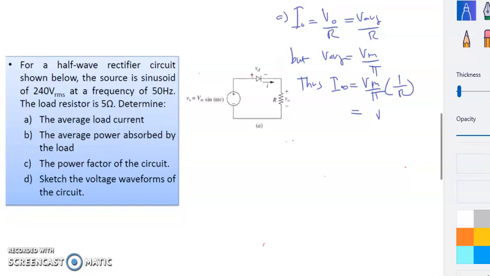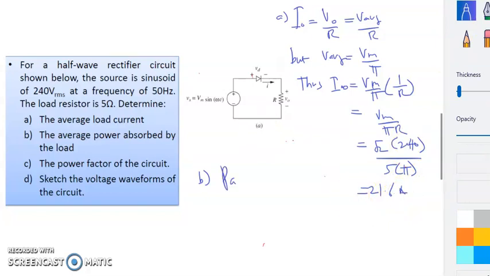So you will get Vm over pi R. So Vmax is equal to, because we are given the Vrms here, we have to times root 2, 240 volt times root 2 divided by the value of R given as 5 ohm, so 5 times pi, and so you will get 21.6 ampere. Okay, then number 2, this one is in average, 21.6 in average.